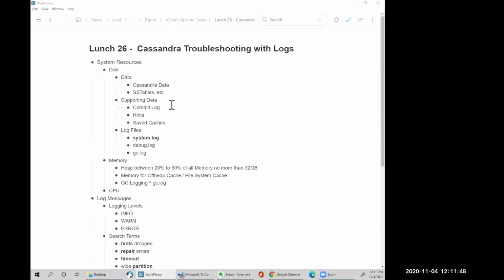So, generally speaking, folks who are new to Cassandra, they work on, let's say, a one node cluster and everything is fine.